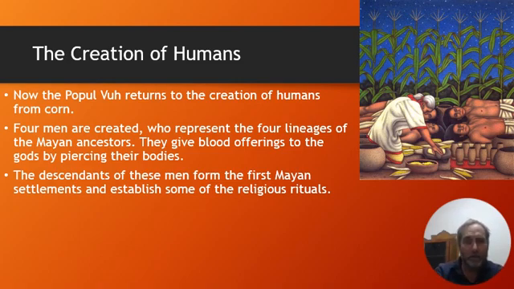So they're created from corn, right? And four men are created, and each of these four represents sort of four lineages of the ancestors. And these original men give blood offerings to the gods by purifying their bodies, establishing this as a religious ritual.